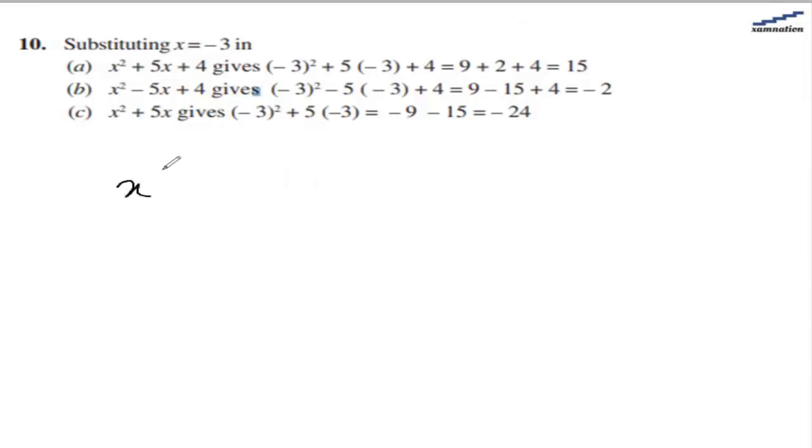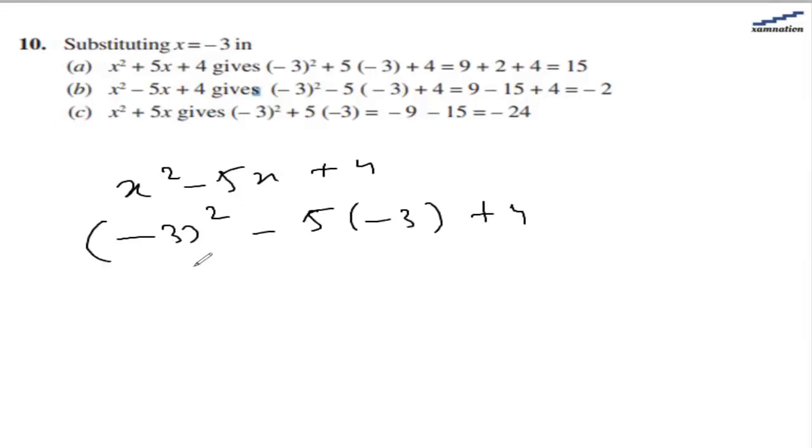For B part, we have x square minus 5x plus 4. So let's substitute minus 3. So that will be minus 3 square, then minus 5 times minus 3, plus 4. So minus 3 raised to 2 is 9, and minus 5 multiplied by minus 3 will give us 15, plus 4. So that will give us 9 plus 15, 24, plus 4, that is 28. The answer should be 28 instead of minus 2.